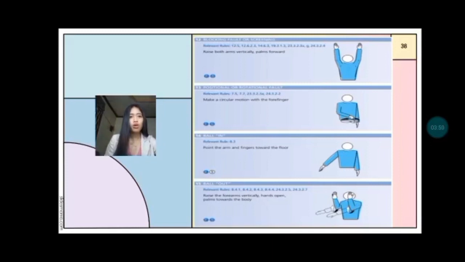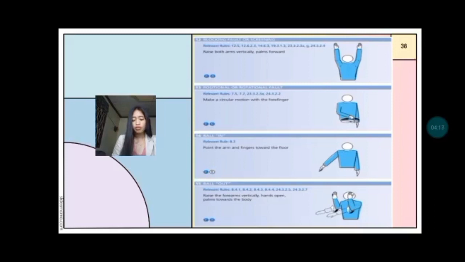Next one is the positional or rotational fault. When the server commits to change her position to another, make a circular motion with the forefinger. Next one is the ball in, or should I say, enter in the court. Point the arm and finger towards the floor.